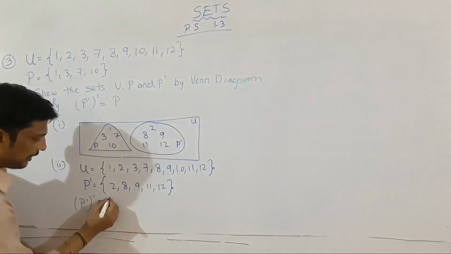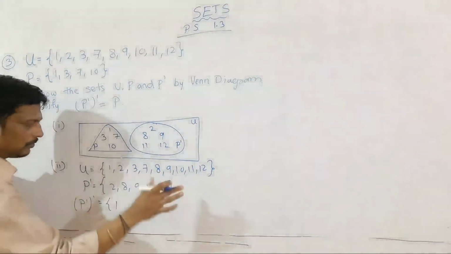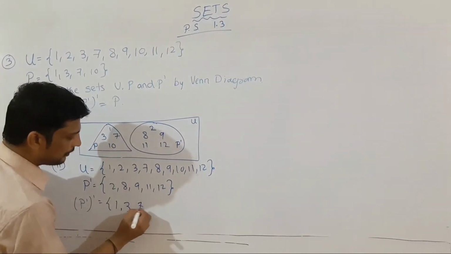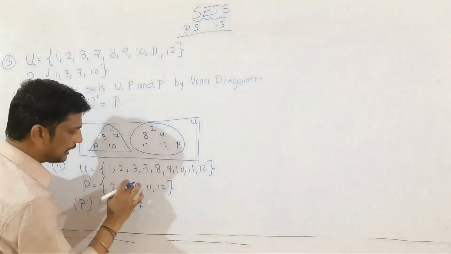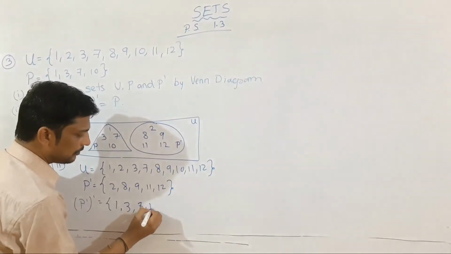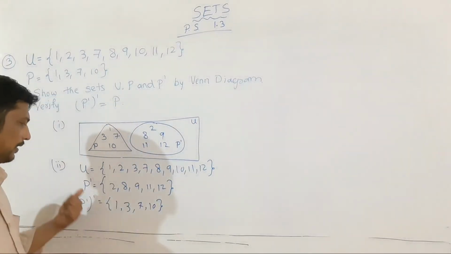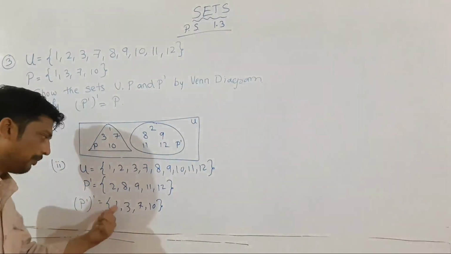So 1, yeah, it is not present. And 2 is present, so I am not going to write it. 3, 7, now 8, I will not write it. 9, I will not write it. 10, 11 is present, 12 is present. So I have written the complement of P like this.